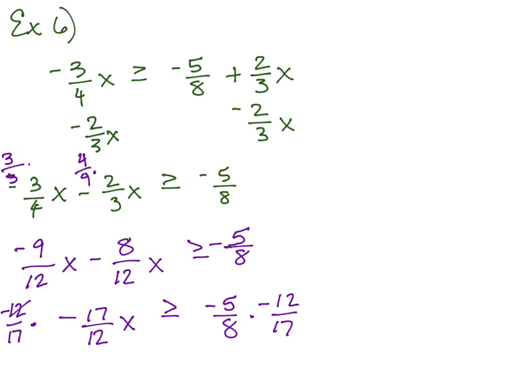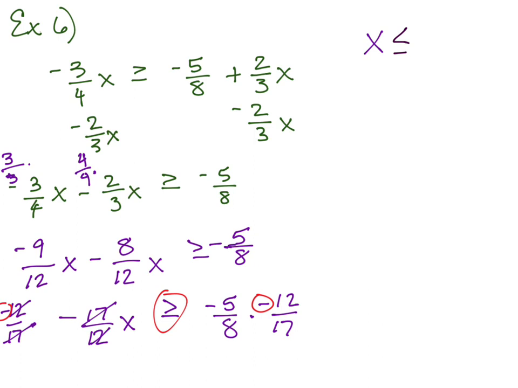And what does that do for me? Gets me just x. X by itself on the left side. What do I do on both sides? Wait, you gotta flip the sign. Right, because I multiplied by a negative number. So now x is not greater than or equal to. X happens to be less than or equal to.